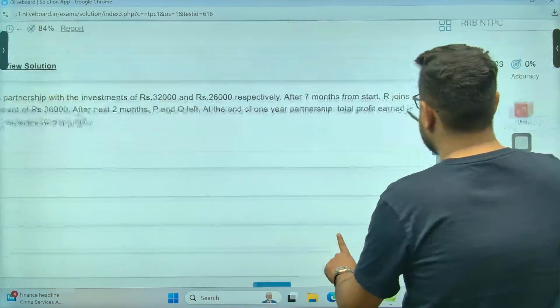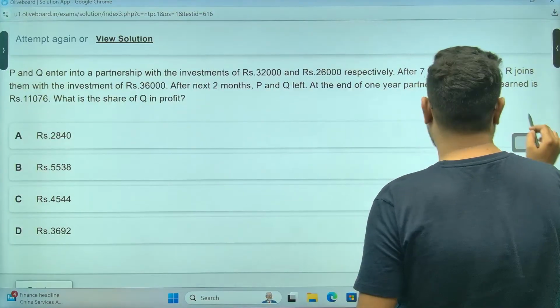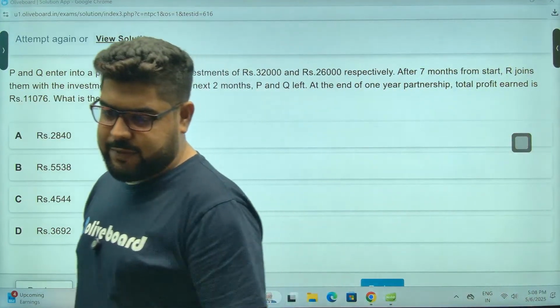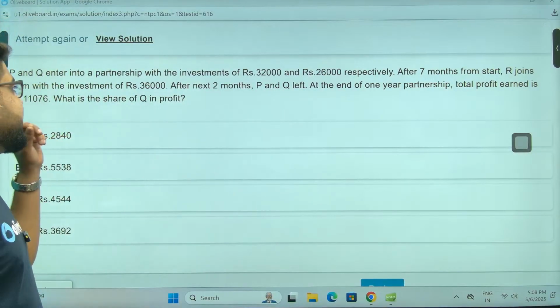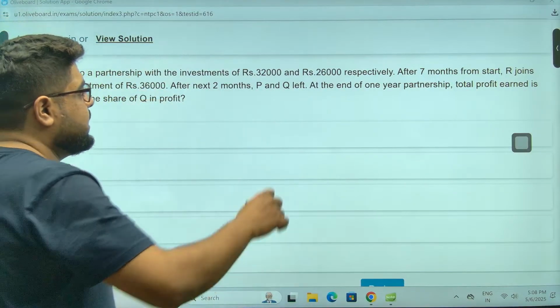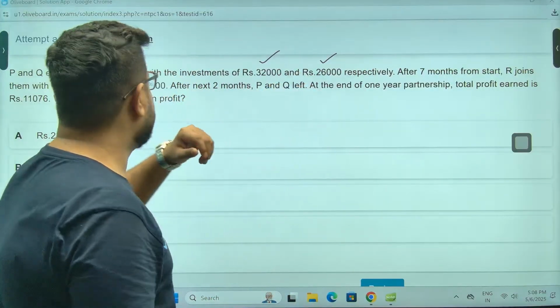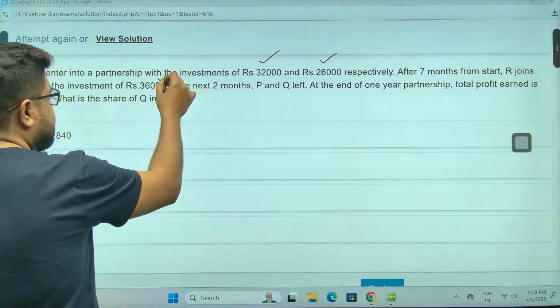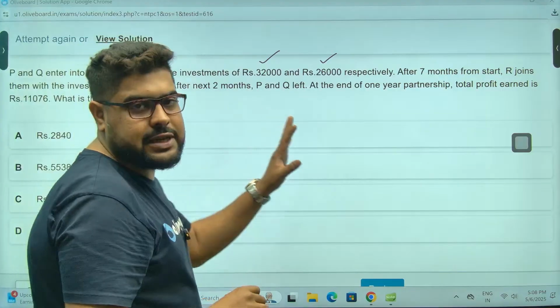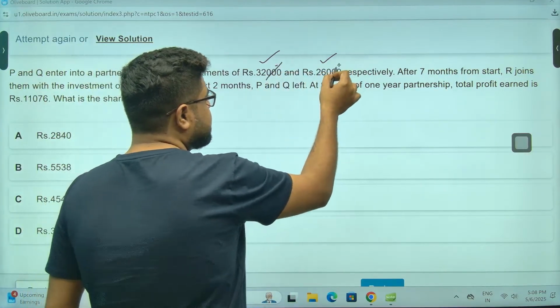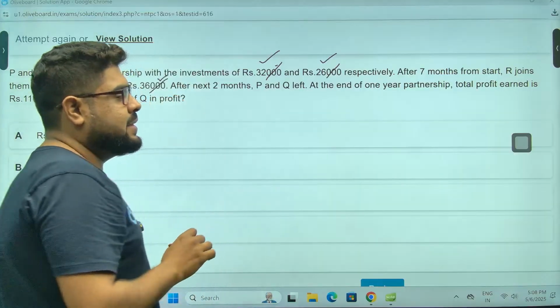So this one. Partnership questions. Next one. Yes, Reena, 28 is the correct answer for the last question. P and Q invested 32,000 and 26,000. After 7 months, R joins with 36,000. First things first, every amount has 1,000 in it, so get rid of these thousands.